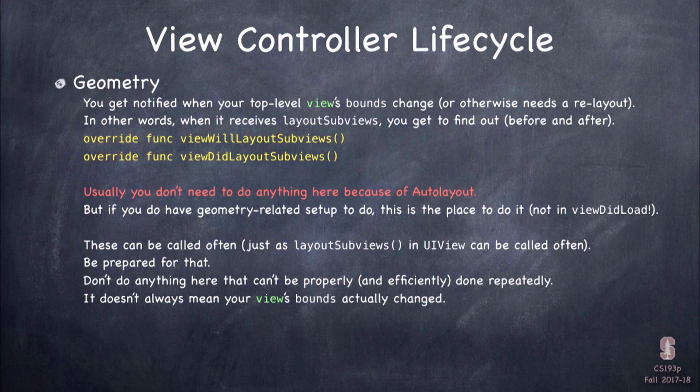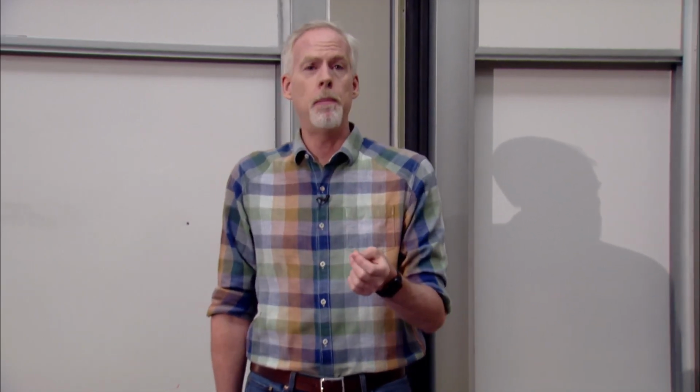So you want to make sure these, if you do something as a reaction to your bounds changing, you want to make sure these methods properly and efficiently work, even if they're repeatedly called. They might be called twice in a row with the exact same bounds, for example. So if you had to do something very complicated and expensive, you certainly wouldn't want to do it twice in a row.